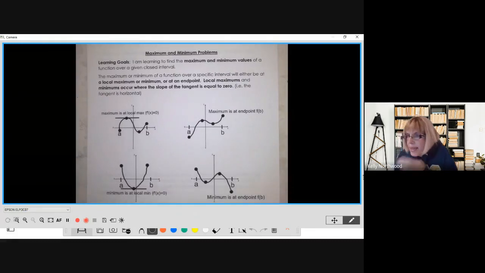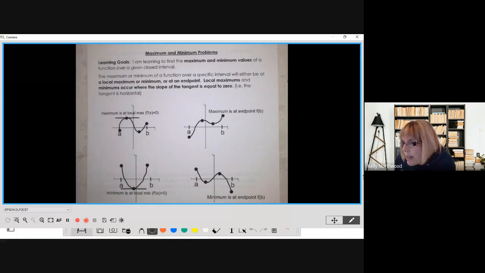All right, so today is another unit in a day. We're going to do maximum and minimum problems this morning, and then optimization, which is an offshoot of maximum and minimum problems, and we're just going to spend one day on that. So, a little mini unit of word problems. This morning's should be pretty straightforward after yesterday.